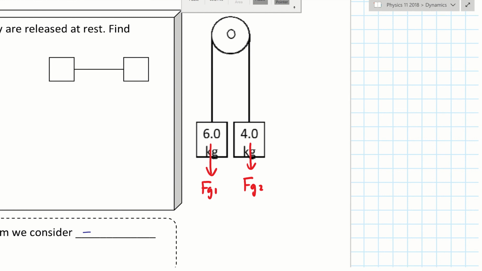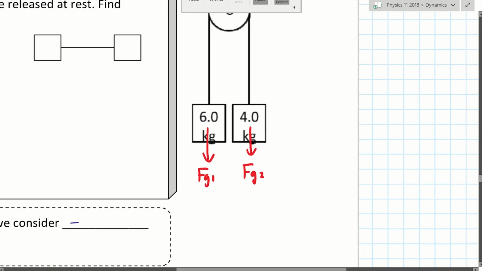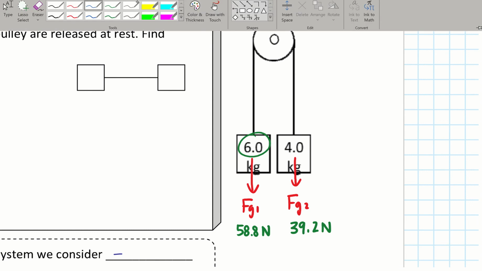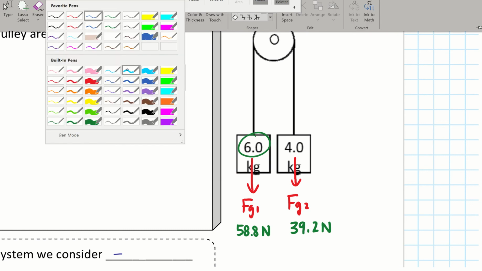I know you are able to do force equality, Fg equal to mg, so I'm going to skip that. I'm just going to write it down. So 6 kilogram is what? Multiply by 9.8, right? 58.8 Newton. So I'm skipping that calculation. 4 kilogram is 39.2 Newton. I'm skipping that calculation again, because you should know mg at this point.